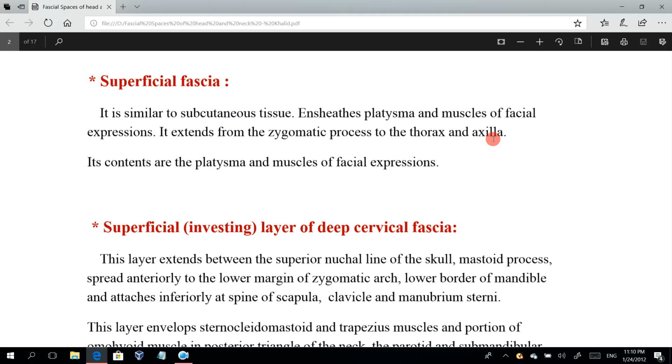Its contents are the platysma and muscles of facial expression, and of course also it contains the cutaneous nerves and vessels, and sometimes lymph nodes.